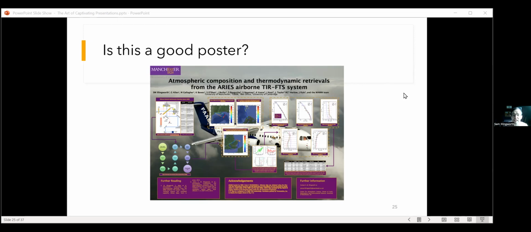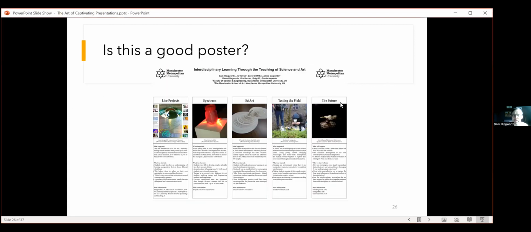Yang, exactly, Yang. It's very hard to navigate. I totally agree. So what about this poster? What do you think? Is this a good or a bad poster? Just leave some comments in the chat.